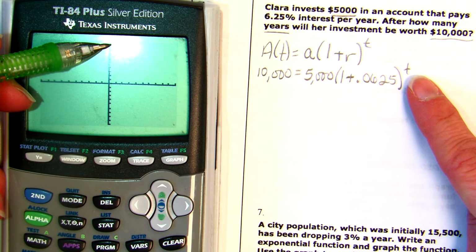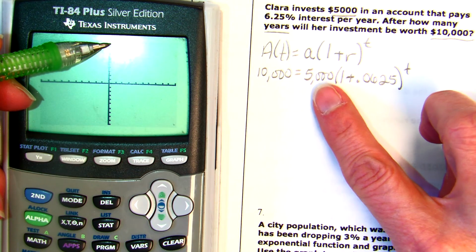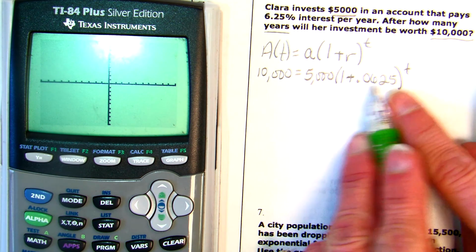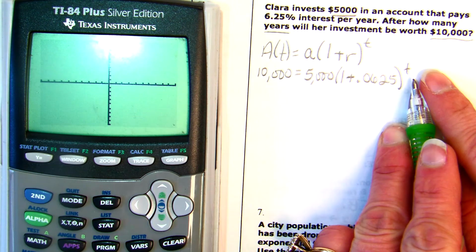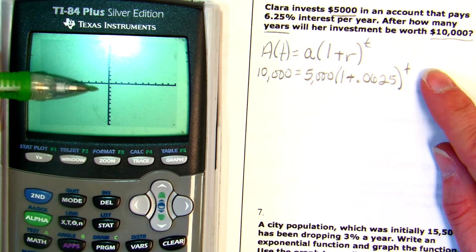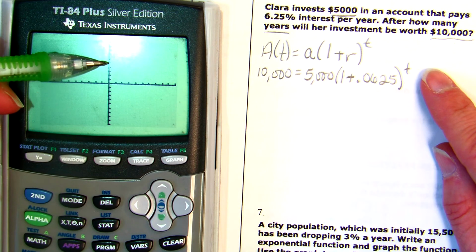When X is 0 right here, what's that Y value right there going to be? 5,000. Y'all, we just did it. Anything to the 0 power is 1. 1 times 5,000 is 5,000. That means my initial place, my y-intercept, is up at 5,000.